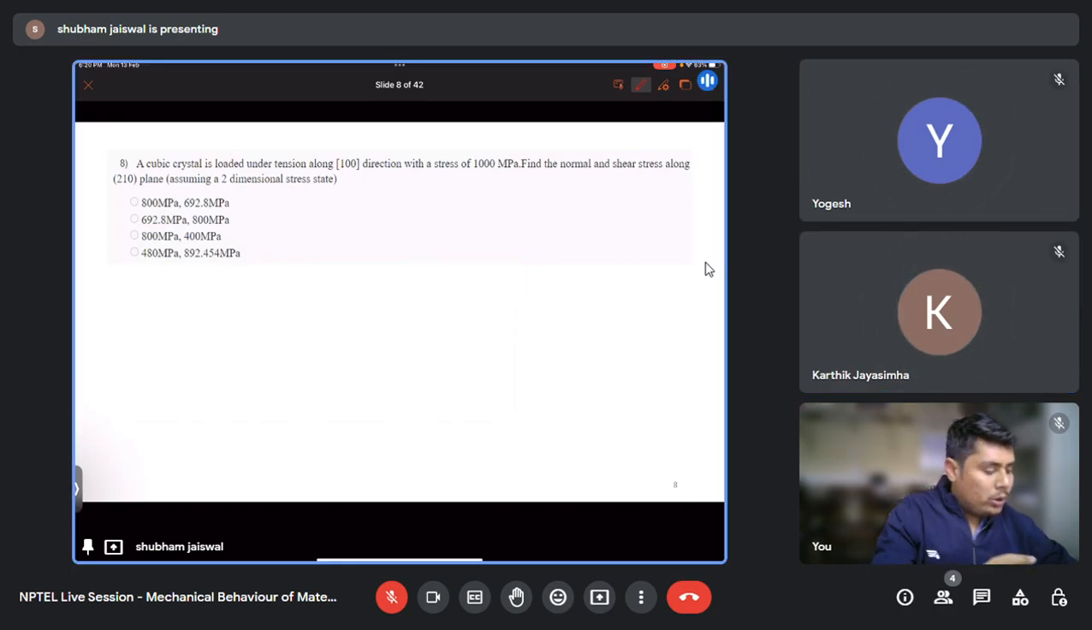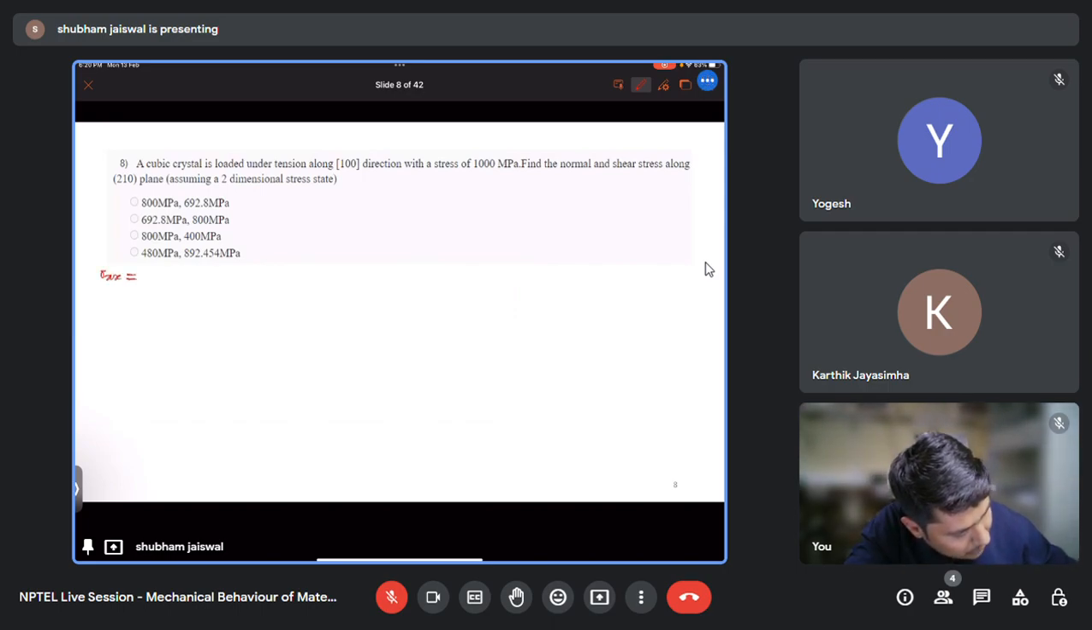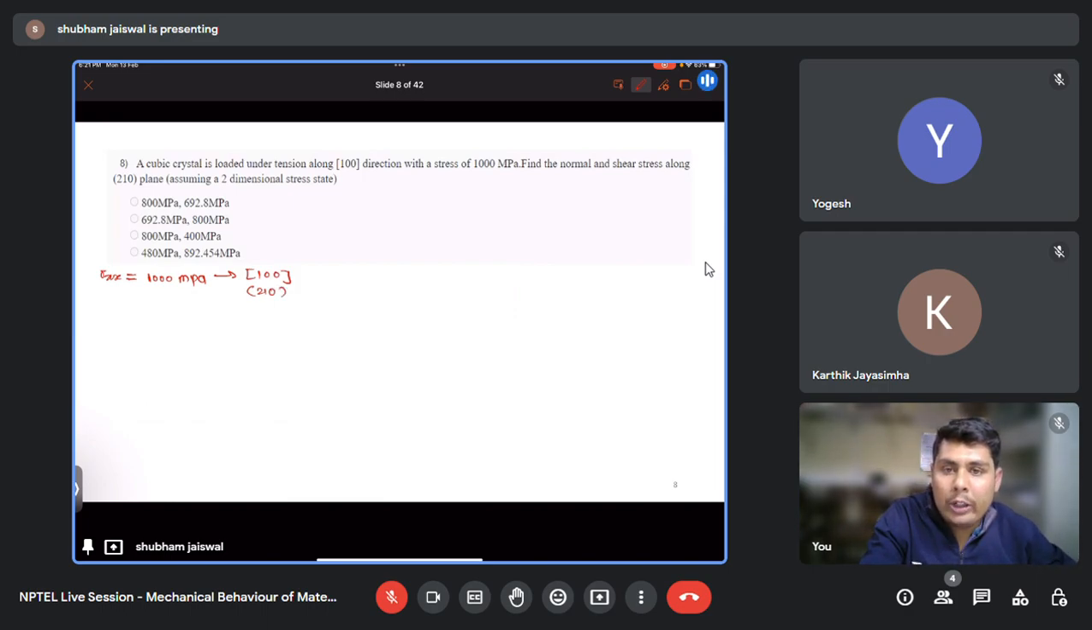Okay. So here what they have given, sigma xx is equal to 1000 MPa. I am assuming it to be in the x direction, and the direction given is 100, and the plane is 210. So now I need to find the angle between this direction and plane. So cos theta is equal to 2 upon under root 1 into under root 5. So it is 2 divided by under root 5.